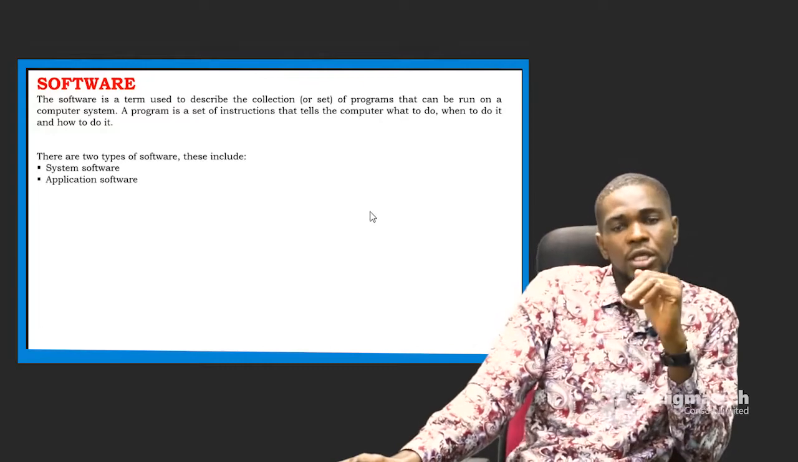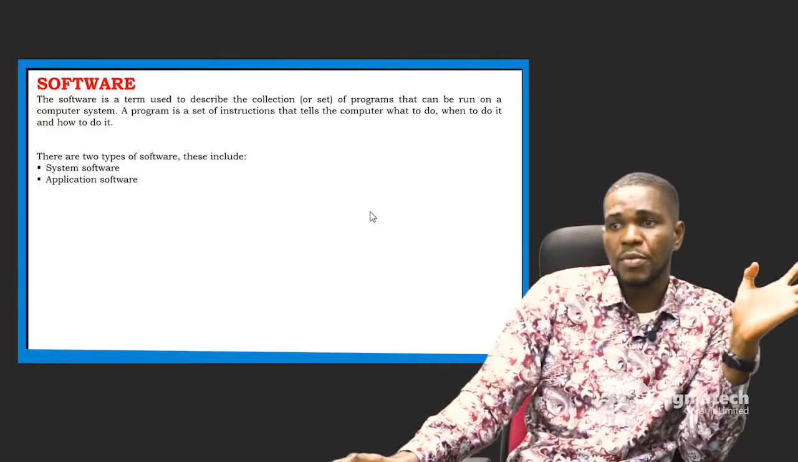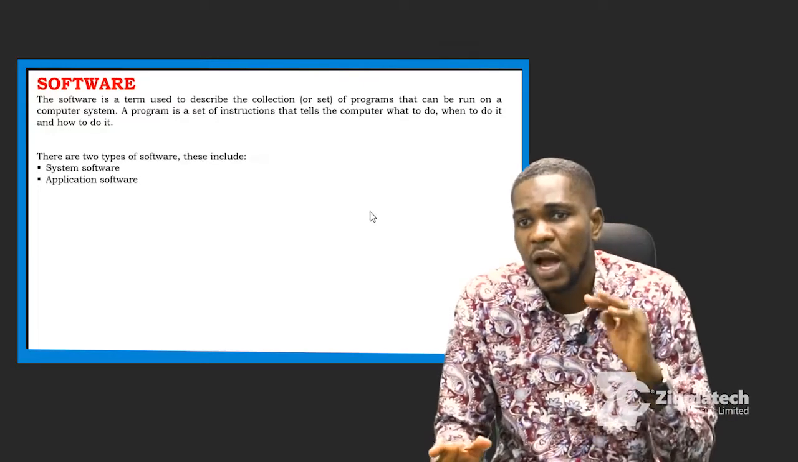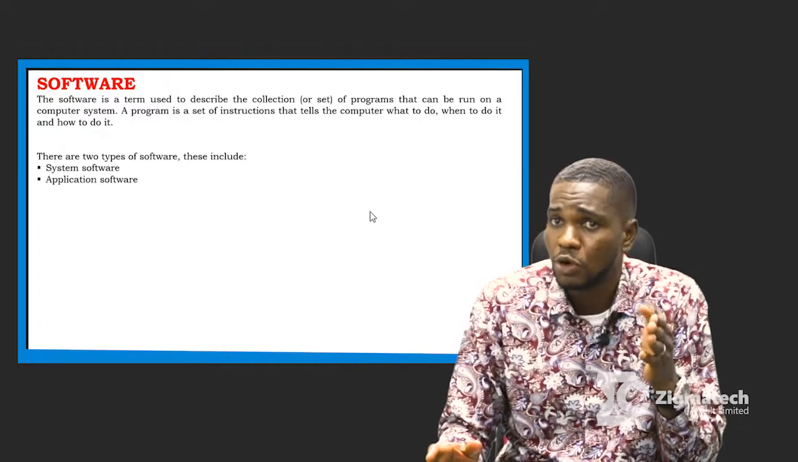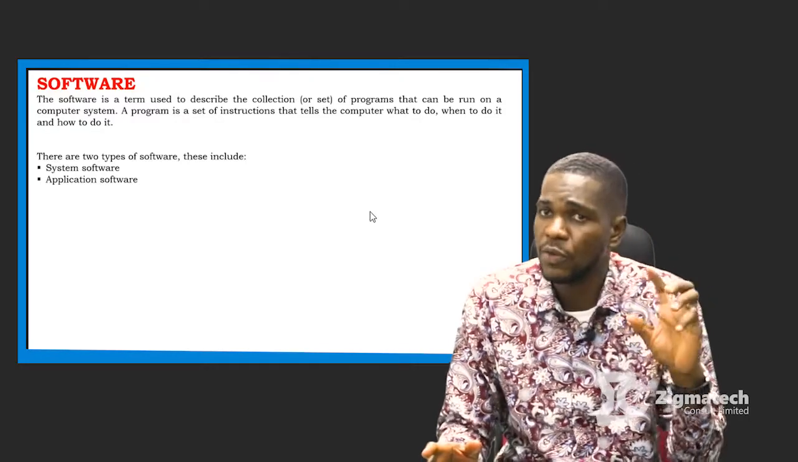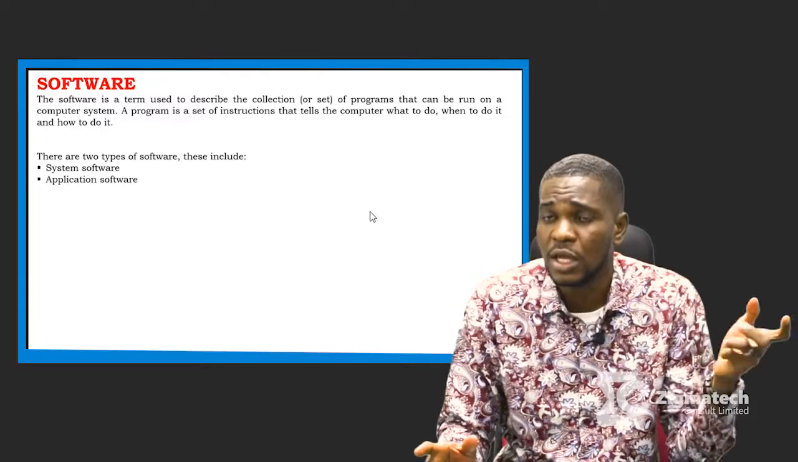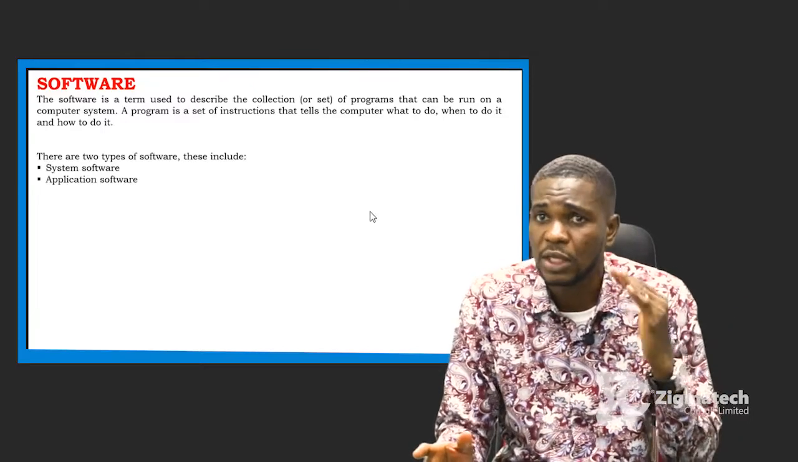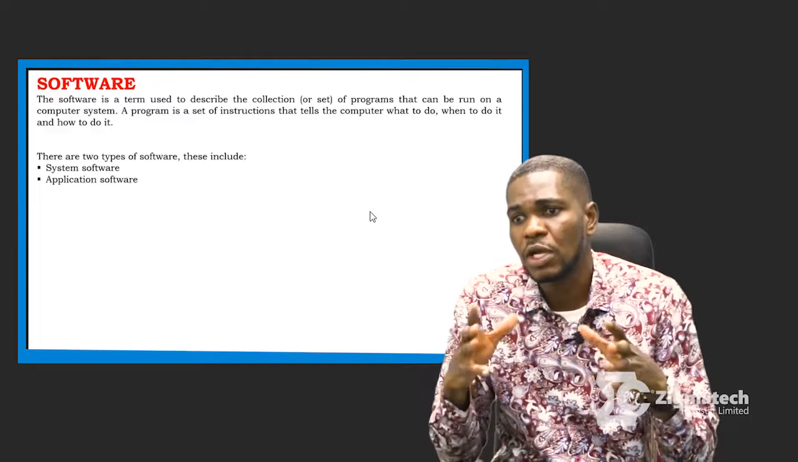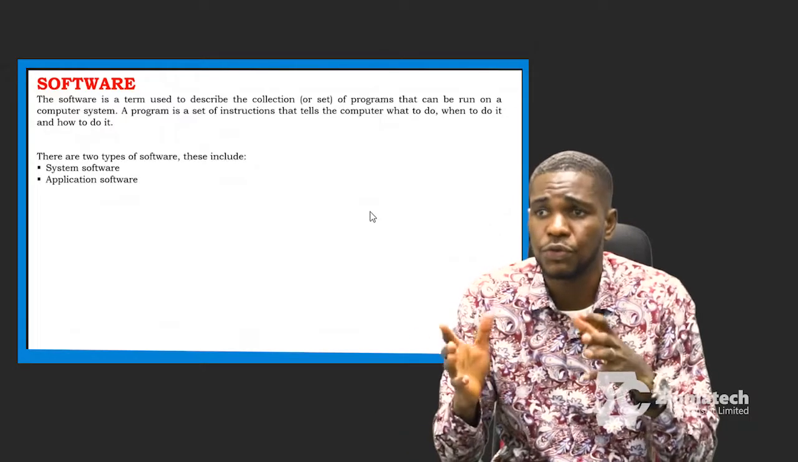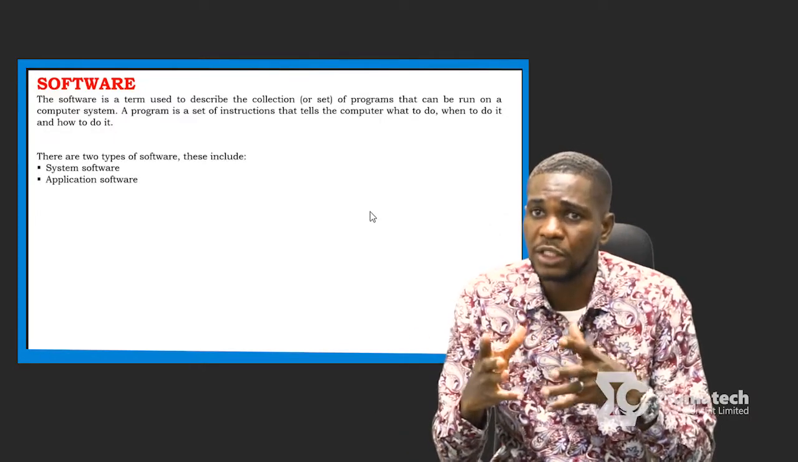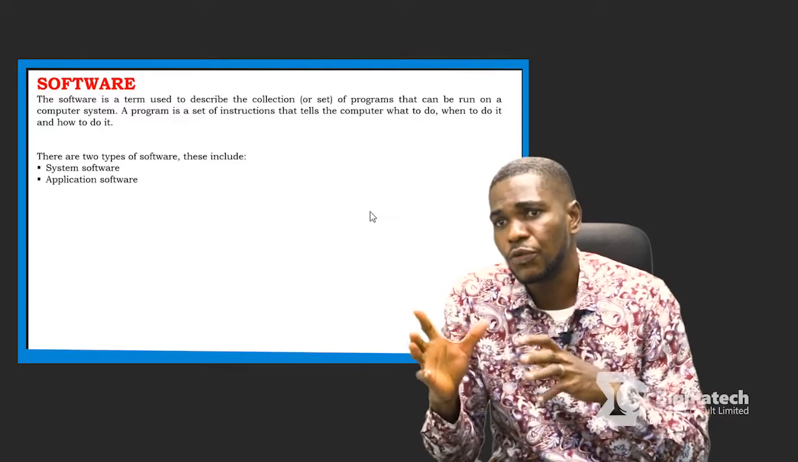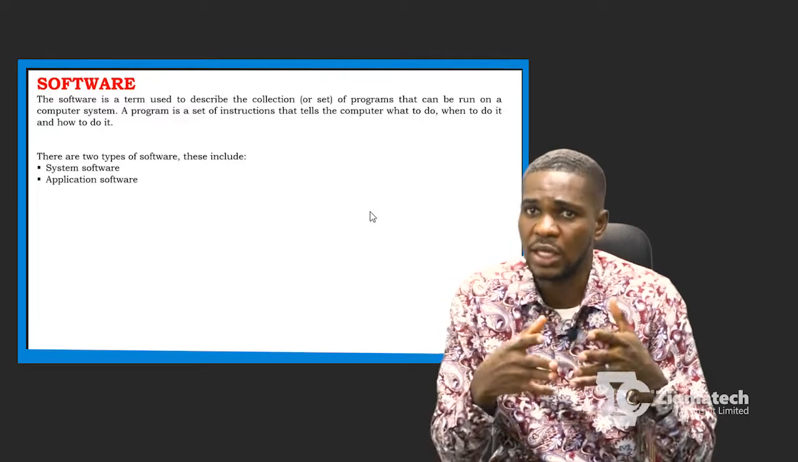Now we come to the second component of the computer system. Remember, we said that the computer system has three major categories or components. The hardware, we have looked at as the physical, tangible components of the computer. Now we look at the software. If we try to contrast hardware and software in the aspect of tangibility, you might not see the software as handy as the hardware.